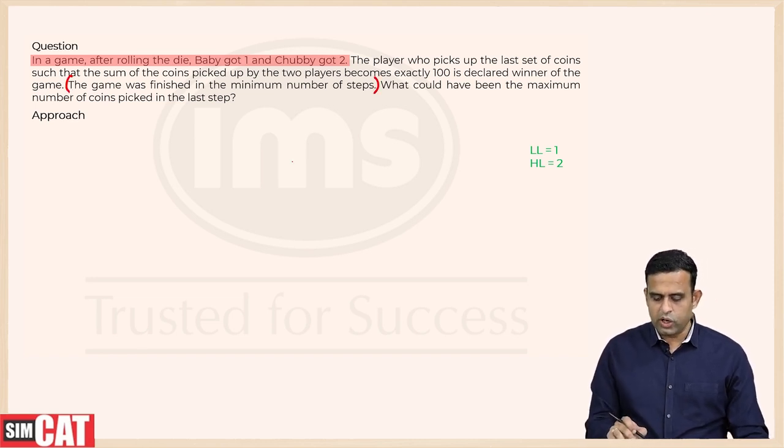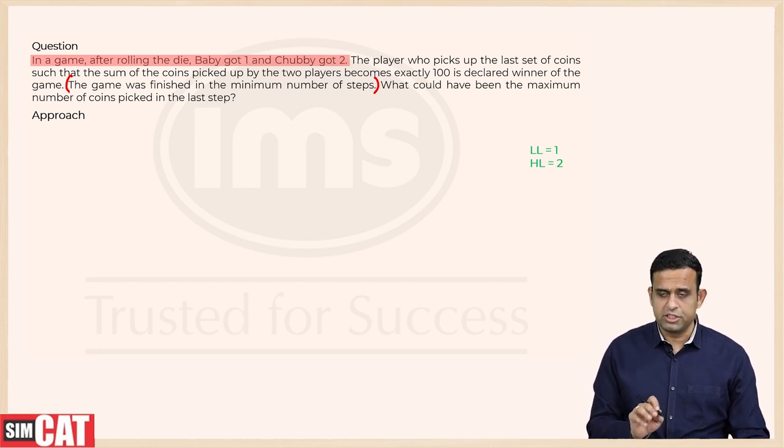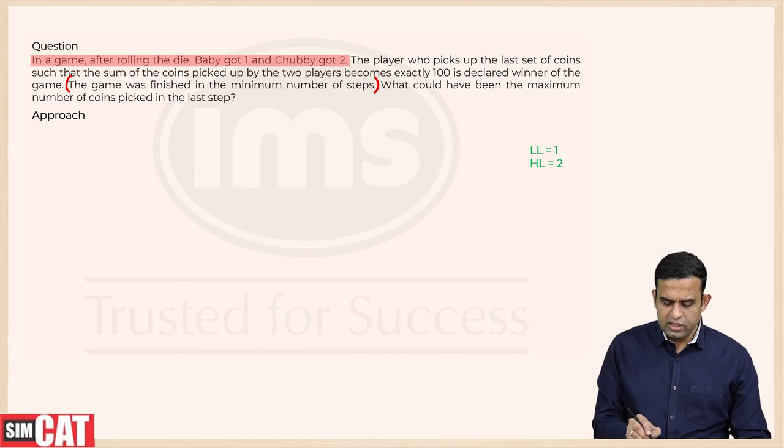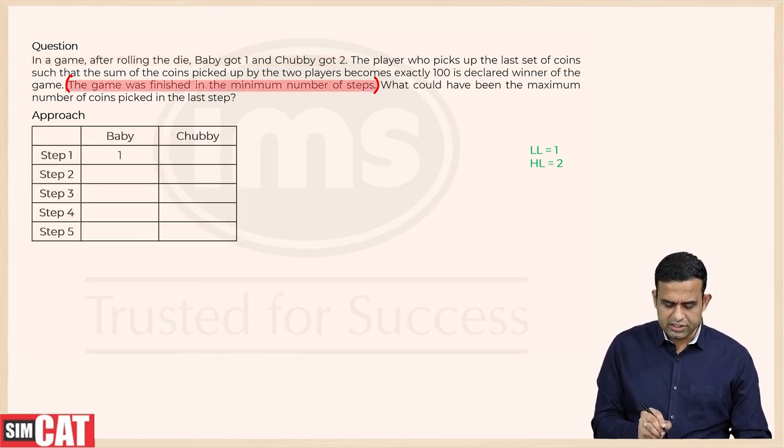What could have been the maximum number of coins picked up in the last step over here? So first of all, see what is the number of steps which is going to be required to finish off the game. This is very, very important. So we know that in your first step, the number of coins picked has to be 1. That is given to us.